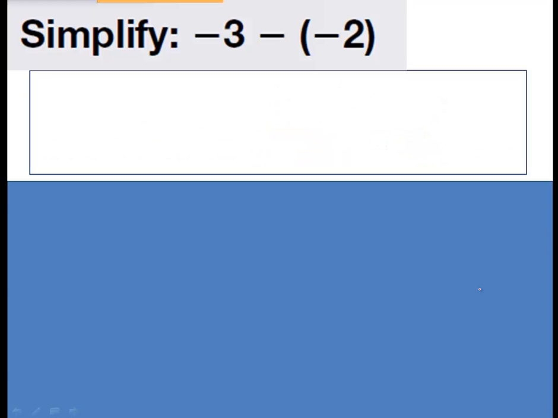So let's take a look at one. First thing I'm going to do is come up here and put in my slash mark. Now I know that two negatives make a positive, so that's really a +2. So what I have here is -3 plus 2, which I know equals -1.